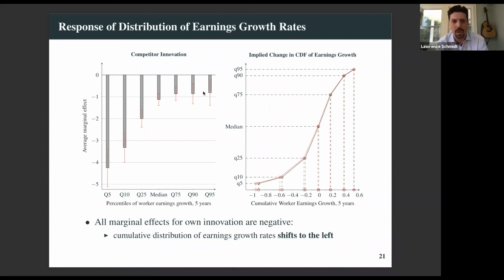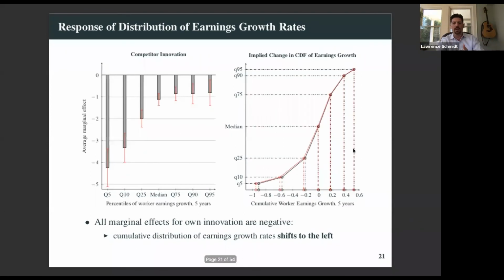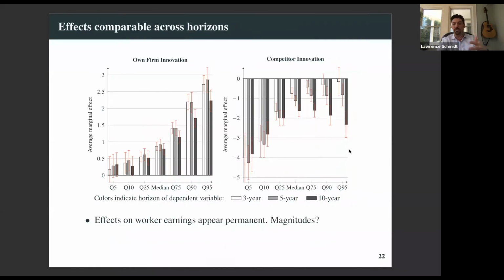Perfect. Okay, so again, what you see is it's not just a location shift of the CDF. It's not like all parts of the distribution, all workers are being affected symmetrically. Rather, we see own firm innovation is making the distribution more right skewed. Competitor innovation is making the distribution more left skewed. Okay, we can also do this for different horizons. So what I was showing you was next 5 years of income relative to your previous 3. We do it with 3-year, 5-year, or 10-year growth rates. And what we end up finding is qualitatively similar across these different horizons. This suggests also that these effects are fairly permanent.